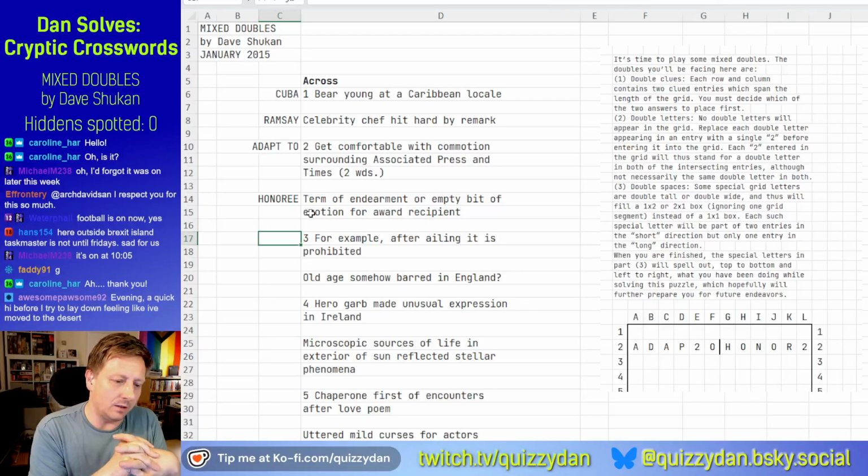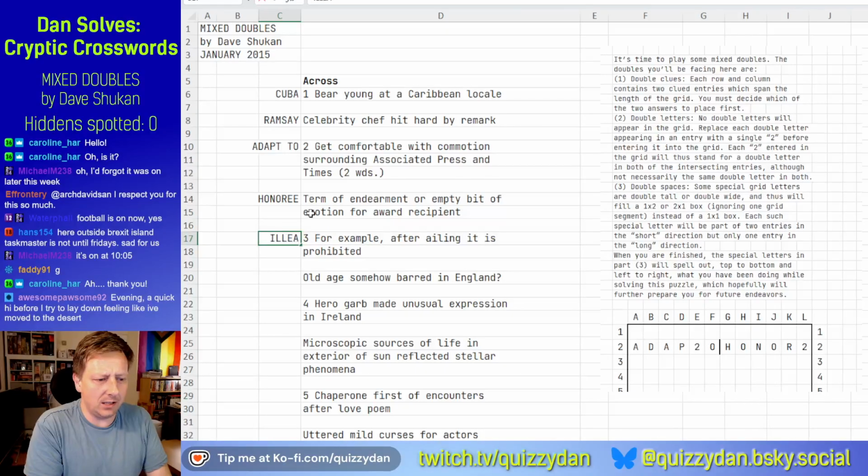For example, after ailing, it is prohibited. Okay, for example could be e.g. or say, something like that. So I'm going to put that after ailing or ill. Yeah, illegal. No, that's just an unwell bird. Illegal. Okay. I don't know where the al comes from yet, but for example is e.g. after ailing, which is ill. Where does the al come from?